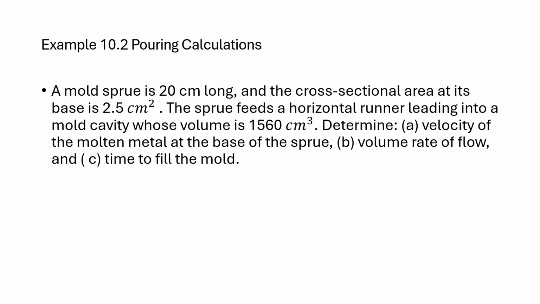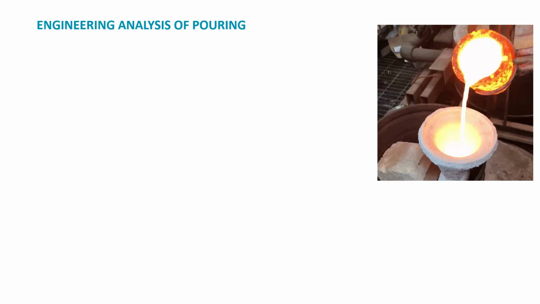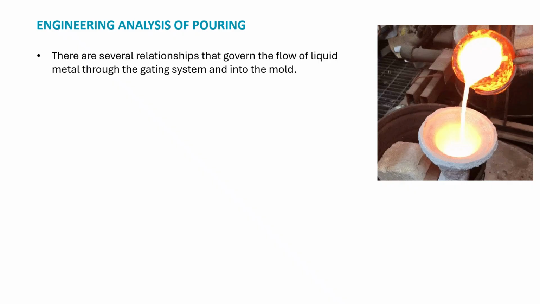Again, you can see a question with many parameters that you hardly know how to use to do the calculation. So let's go back once again to the engineering of the pouring analysis. We have several relationships that govern the flow of the liquid metal through the gating system and into the mold. This is actually what we have in the question.